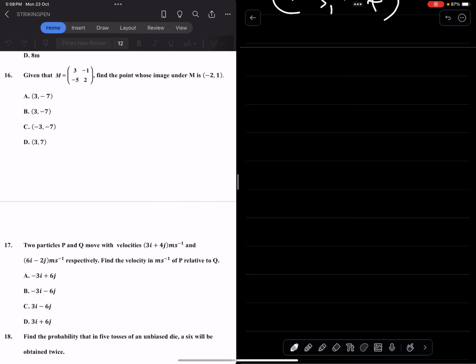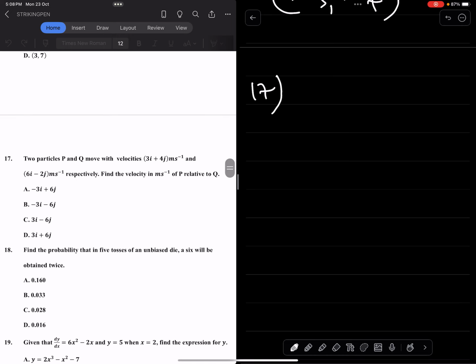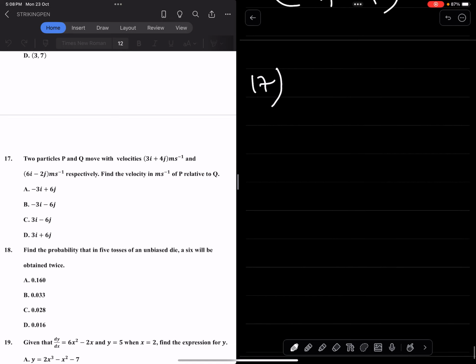Now we continue with the 2013 GCE questions, and the next one is number 17. Two particles P and Q move with velocities 3i plus 4j meters per second and 6i minus 2j meters per second respectively. Find the velocity in meters per second of P relative to Q. Let me sketch that.